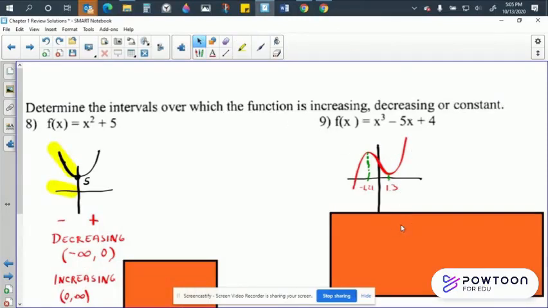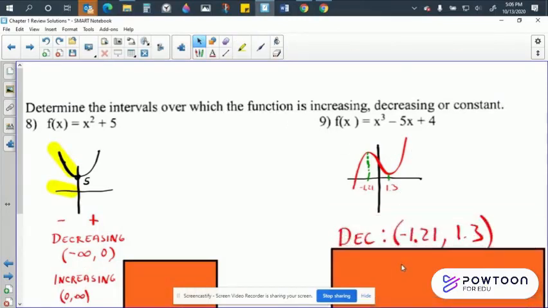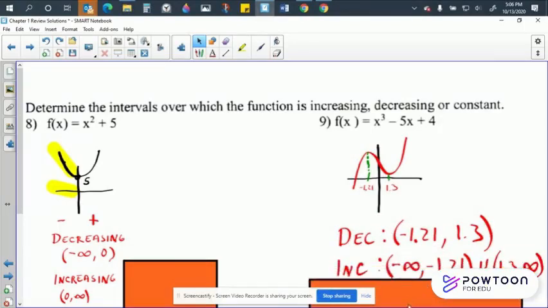This cubic would be decreasing in this range here from negative 1.2 to 1.3, and increasing in this section from negative infinity to -1.2 and increasing from 1.3 to positive infinity.